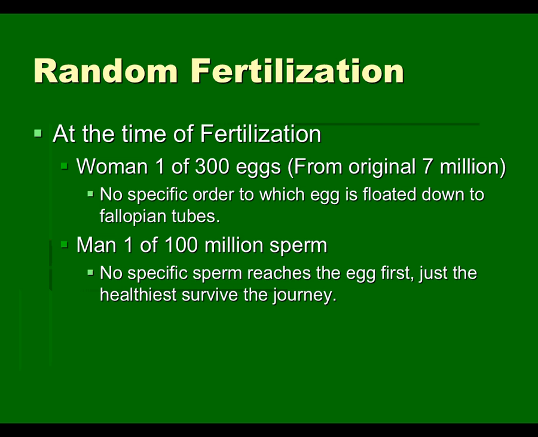So at the time of fertilization, a woman has one of her 300 eggs from the original 7 million. There is no specific order in which the egg floats down the fallopian tubes. It's just this one egg. The man has 1 in 100 million sperm that are used. No specific sperm reaches the egg first. It's just the healthiest that will survive.